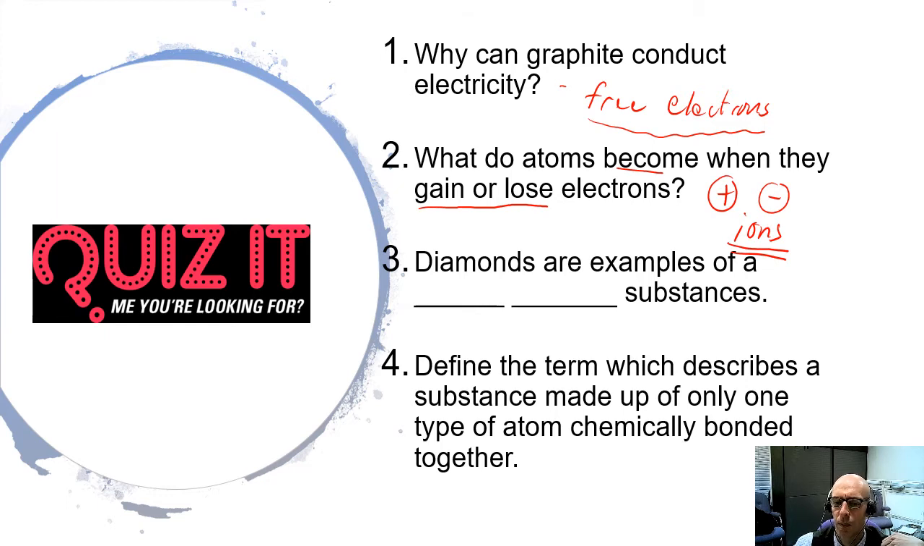Diamonds are an example of a giant covalent substance. And it says here, define the term which describes a substance which is made of only one type of atom. It's only one type of atom. That's easy. That is an element. Doesn't matter if you have 1 iron atom or you have 1 billion iron atoms. It's an element. It's just made of that one type, iron atoms. And the same for the other chemicals on the periodic table, the other elements. Okay, hopefully you've got most of those right, and if not, you understand where you went wrong.